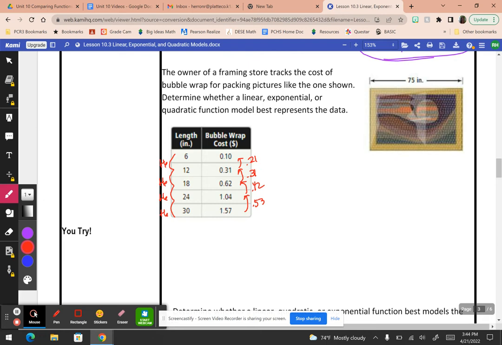So it's not linear, right? Because it's not the same one. If I do it again, I get 0.11. Then I get 0.11 again. And then I get 0.10.